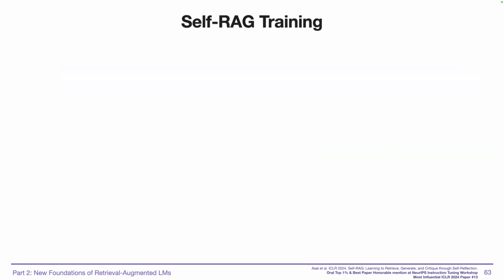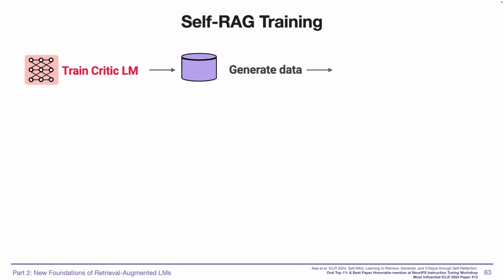Since fine-grained training data for Self-RAG doesn't naturally exist, we take a three-stage training approach. We first train a critic language model, which can teach the generator language model to generate reflection tokens. Then we use this critic language model to generate training data for the generator language model. Lastly, we train the final Self-RAG model on the generated training data so that the language model can internalize both critic and generation functionality.